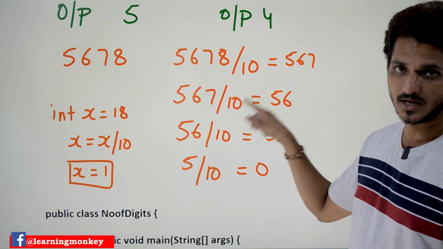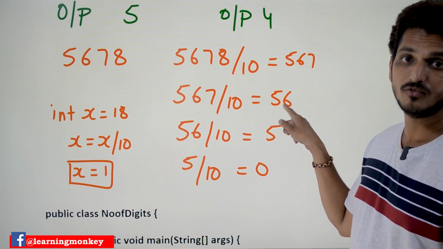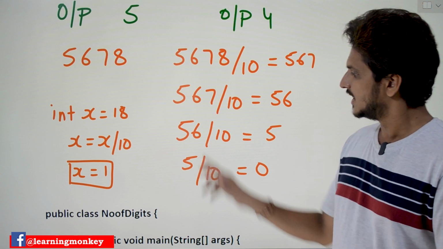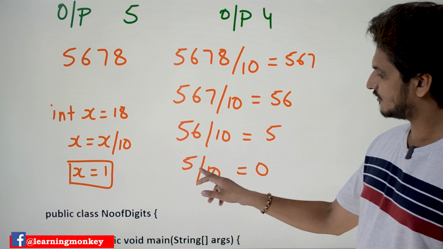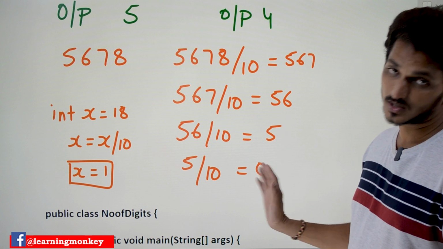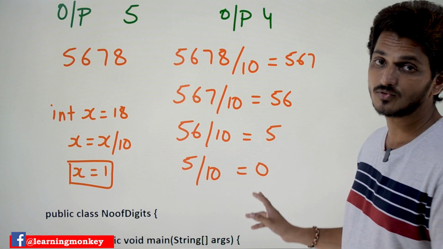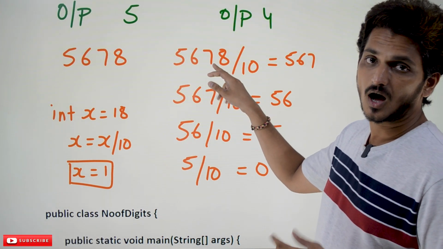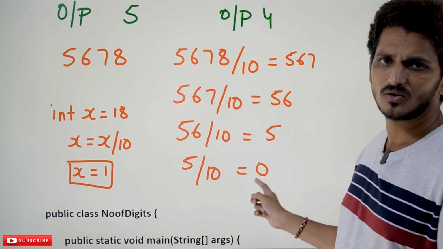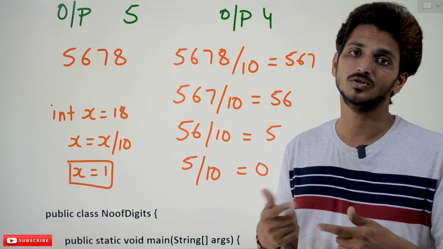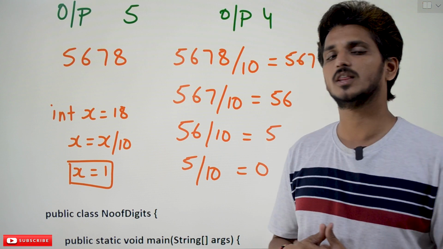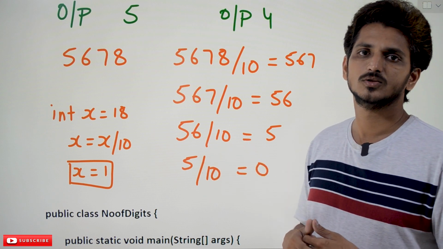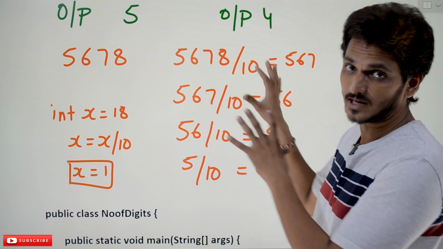567 divided by 10, what is the value? 56 point something, but we are considering only the integer part. That's why 56. 56 divided by 10 is 5. 5 divided by 10 is 0 point something, and we take only the integer part, that's why 0. See here, the point you have to understand: 4 digits are there. After how many divisions do we get 0? After 4 divisions, we get the output as 0. Similarly, if 5 digits are there, after 5 divisions you are going to get 0. This is the actual logic we need.